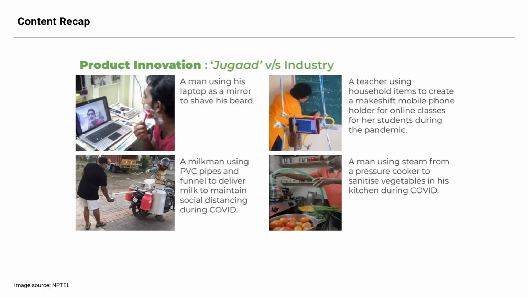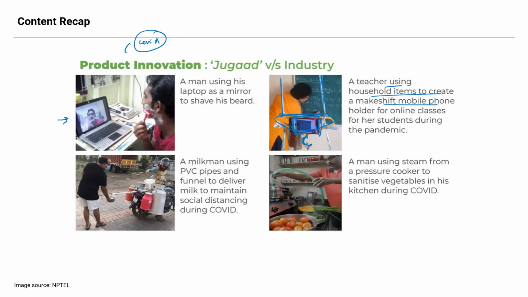And he basically starts with kind of product innovation which we have had in India. And this is especially in the context of COVID, where people found unique ways of doing things. Somebody using a laptop for shaving, a school teacher using household items to create a makeshift mobile holder for the online classes. If you see, that's basically a hanger in which you hang clothes. And these are the strings attached to it. And this is attached by the rubber band or stiffener.